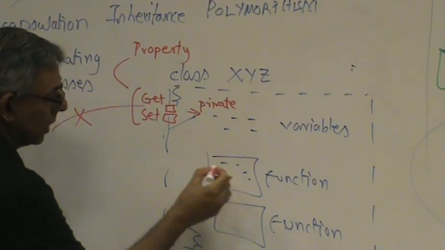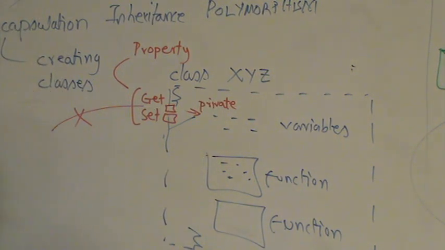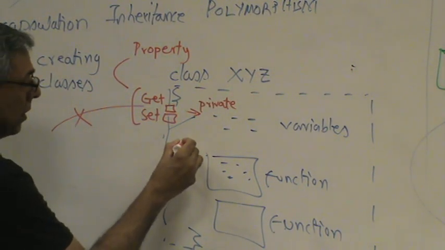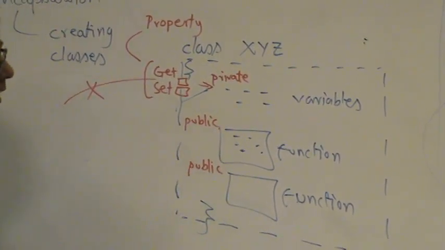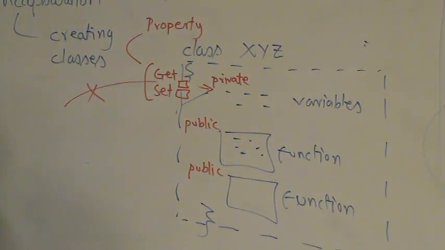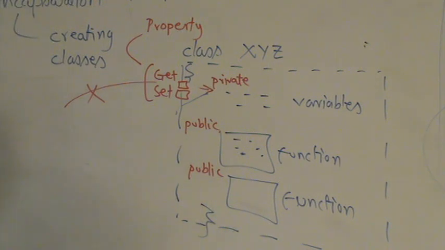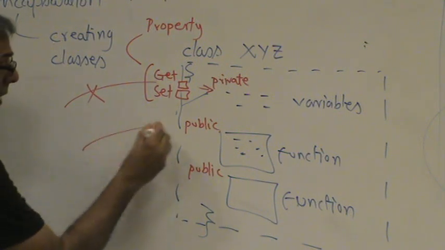What about functions? Do we keep them private or do we keep them public? Okay, the functions. I mean, most of the time we keep them public, even though you can make it private if you think it's only locally needed. Nobody from the outside needs to use it, right?